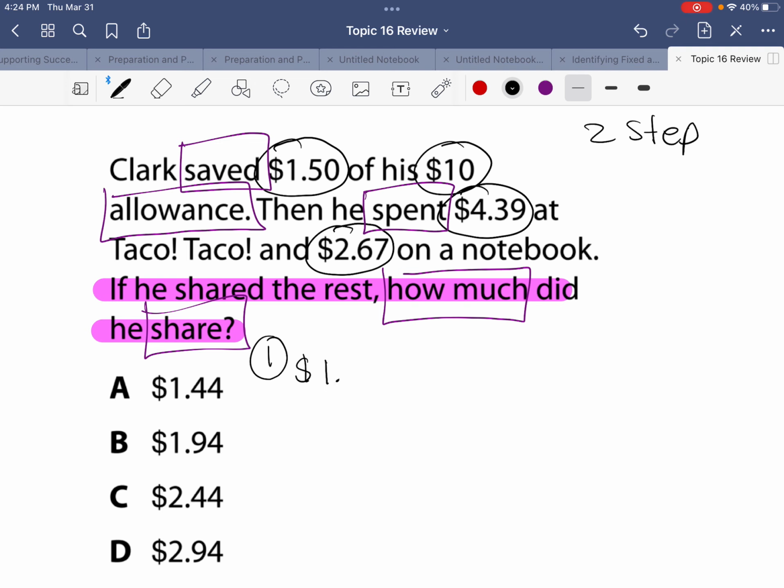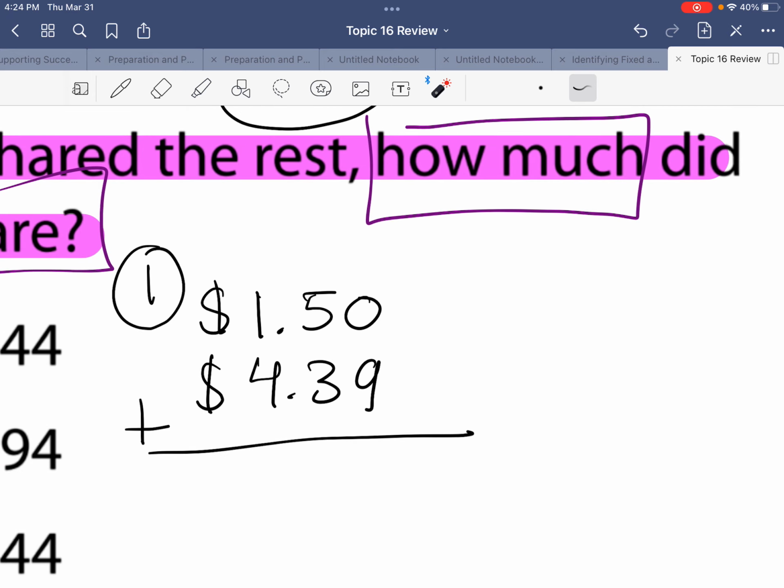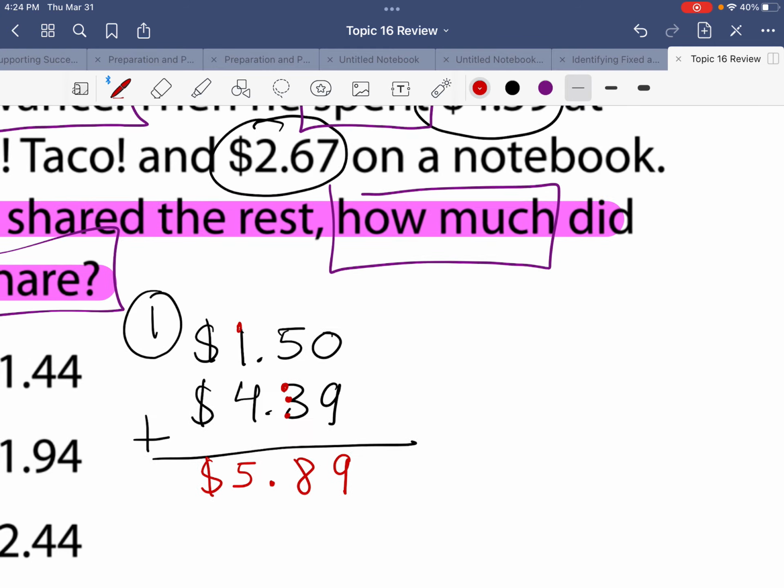So I'm going to add $1.50 plus $4.39. Okay, I'm adding what he saved because he's taking that $1.50 out of the $10 allowance. He's taking it away from it. He's going to save it. So that's why I'm adding it. Okay. 0 plus 9 is 9. 5, 6, 7, 8. Drop my decimal. 4, 5. I get $5.89.